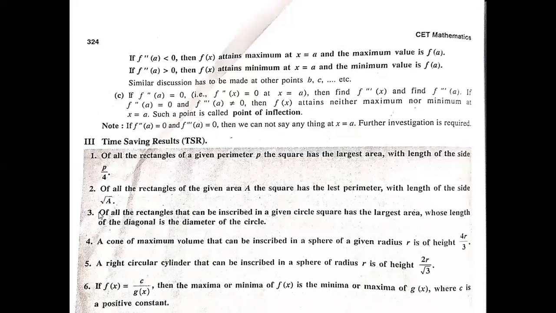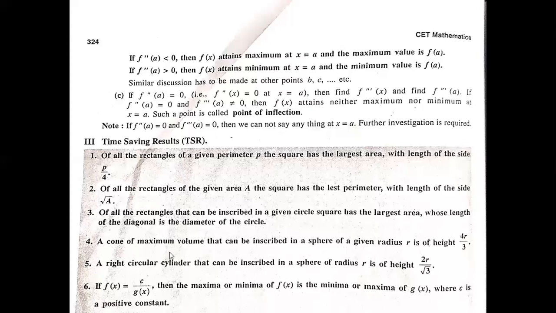Third point, of all the rectangles that can be inscribed in a given circle, the square has the largest area, whose length of the diagonal is the diameter of the circle. See, once again observe this, the rectangles inscribed in a given circle, the square has the largest area whose length of the diagonal is the diameter of the circle.